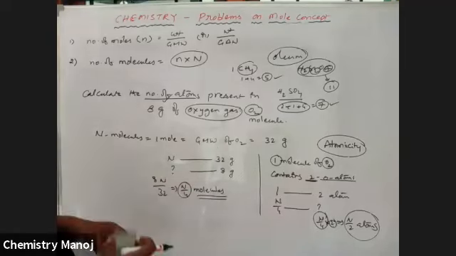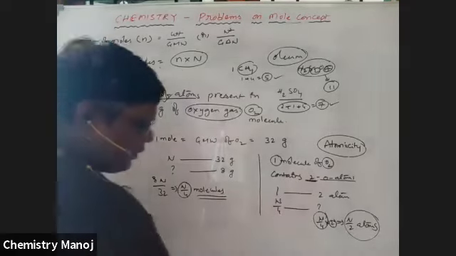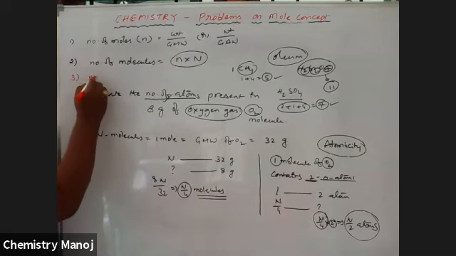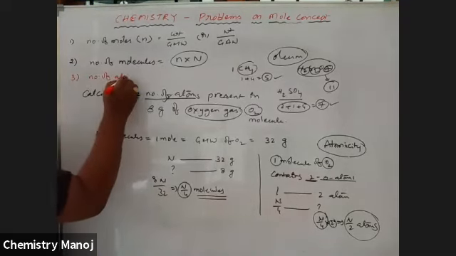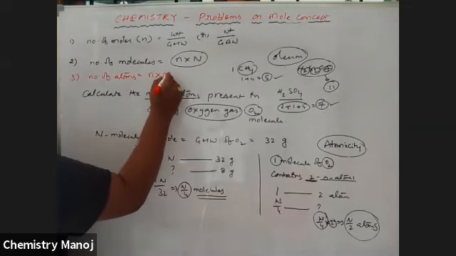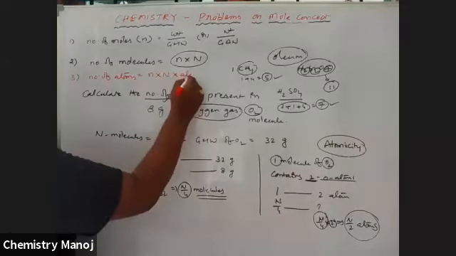So now I am going to write one more formula here. That is the third one: number of atoms is equal to small n into capital N into atomicity.